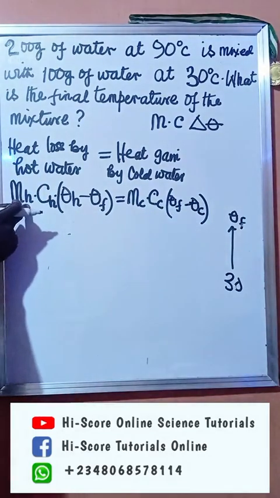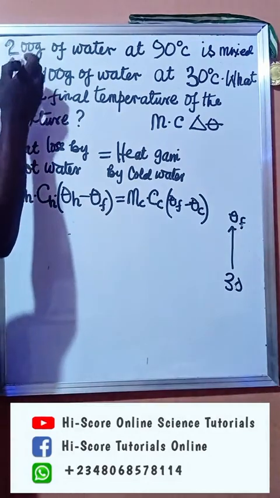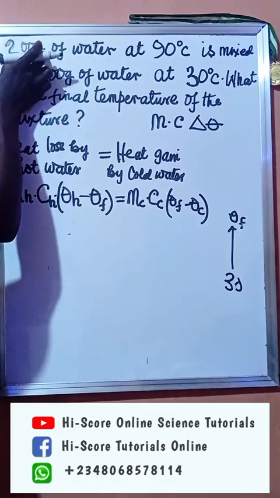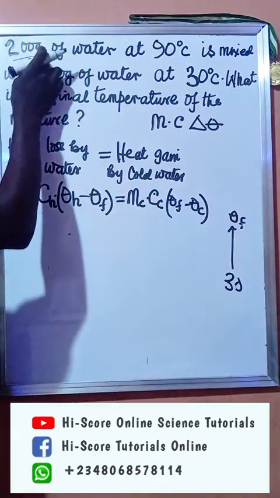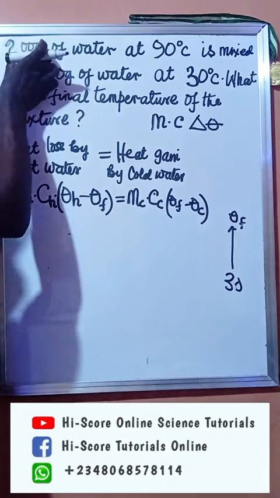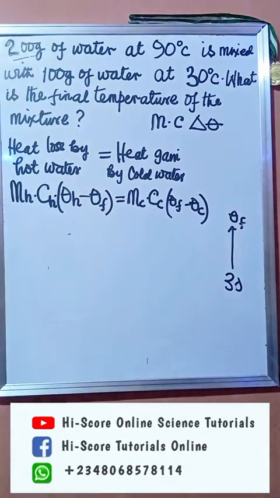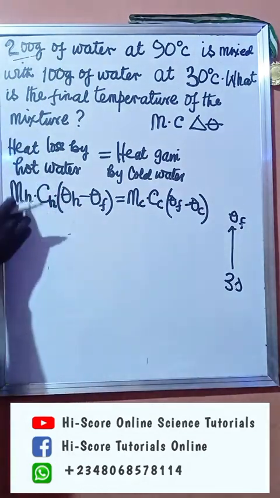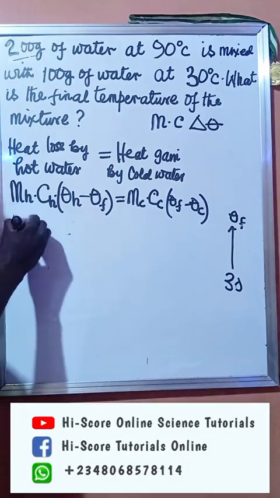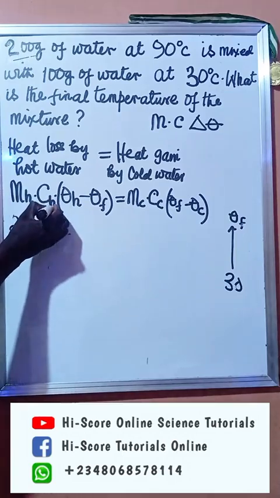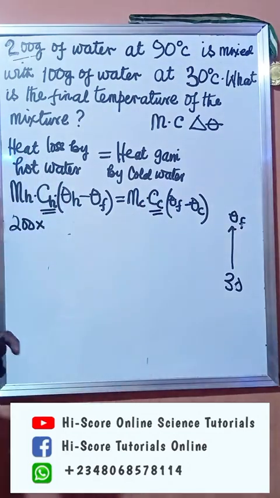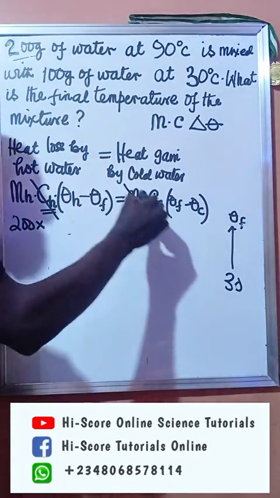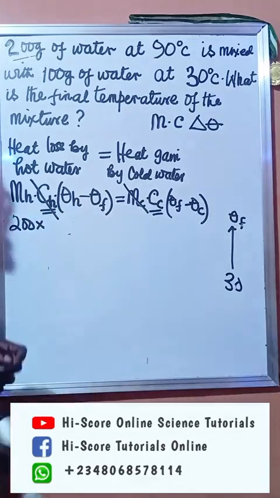After this, we can now substitute. Now the mass of the hot water is 200 grams. Remember, there is no point trying to convert this to kilograms because they will eventually cancel out. There's no point converting to kg, which is the SI unit. You can solve with grams and we are good to go. So 200 times. Now, remember that the C for hot here is the same as the C for cold because both of them are the same substance. Water is water. So in that case, we can cancel this against this by dividing since they are equal.